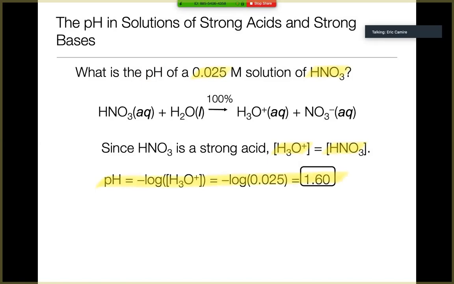The only reason I did that quote unquote ice table was to illustrate why the concentration of nitric acid to start with always equals the concentration of hydronium you end with. So any questions on that for clarification?